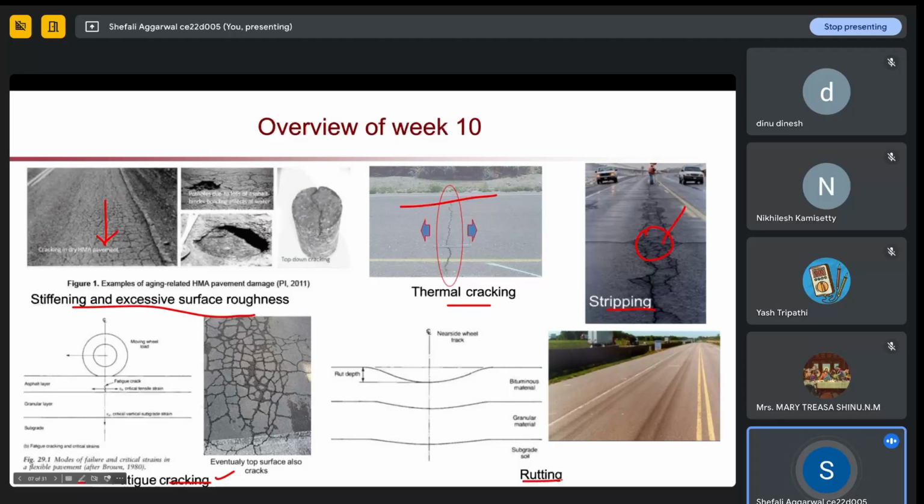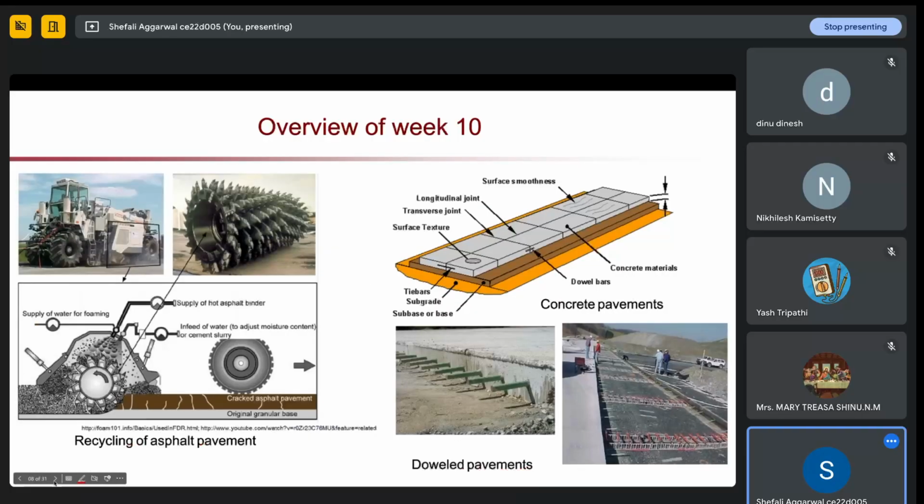Next thing is rutting. What is happening in rutting? Your pavement will become very soft. When you have excessive loads, your wheel load will make a mark into your road surface. If your wheel has moved in this direction, there will be a bump along the wheel line. That is called rutting. So these were the main types of damage which we can see in asphalt pavement.